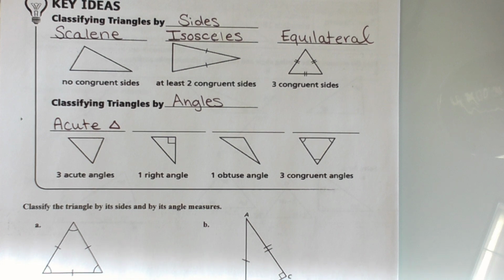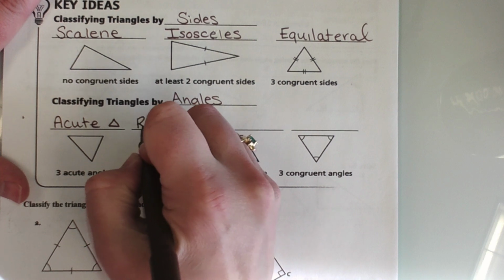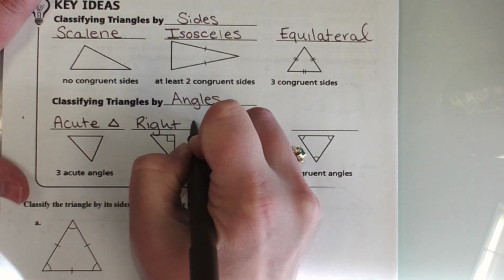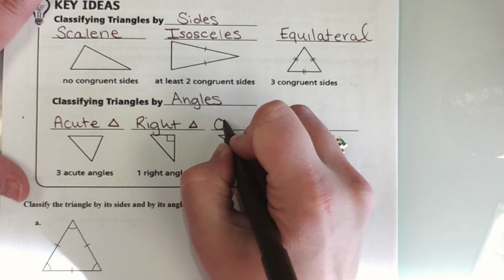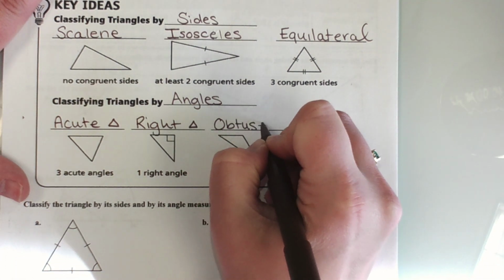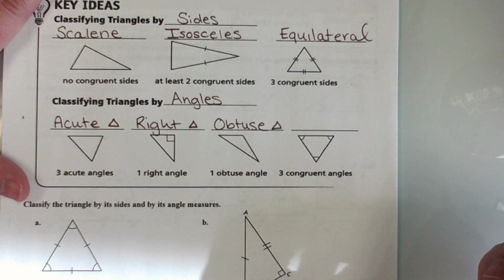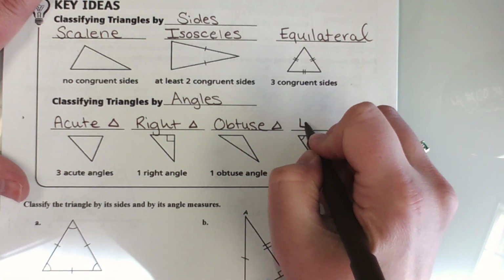If it's got a right angle, it's a right triangle. If it has one obtuse angle, it is an obtuse triangle. And if all three angles are congruent, it's called equiangular.